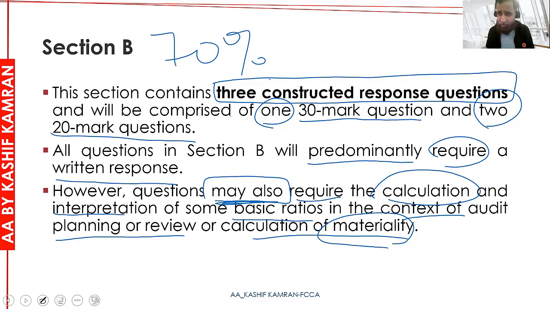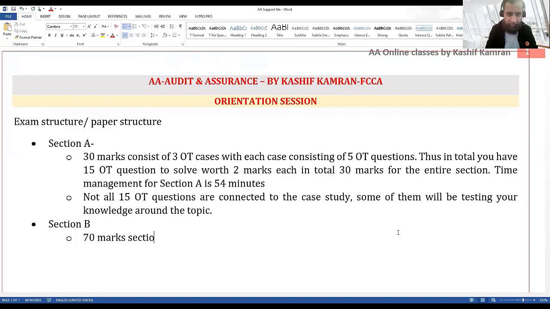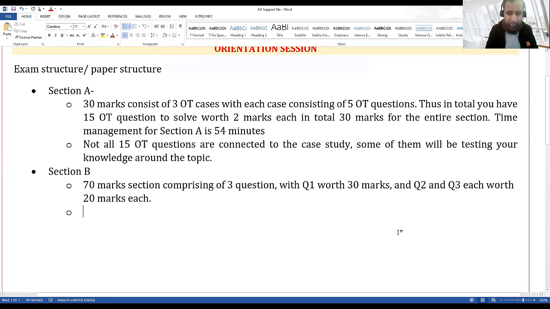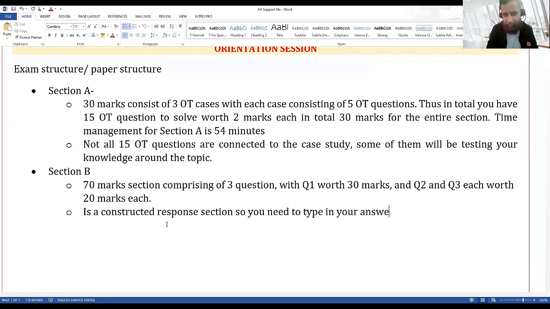So let's go back and construct the answer for section B. Section B is a 70 marks section comprising 3 questions, with question one worth 30 marks and question two and question three each worth 20 marks. Section B is a constructed response section, so you need to type in your answer as you write a proper answer.